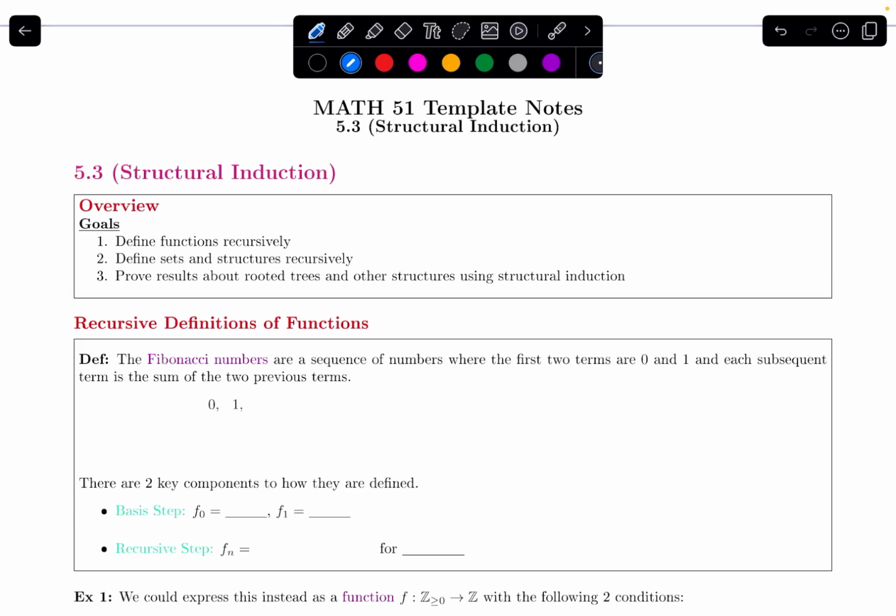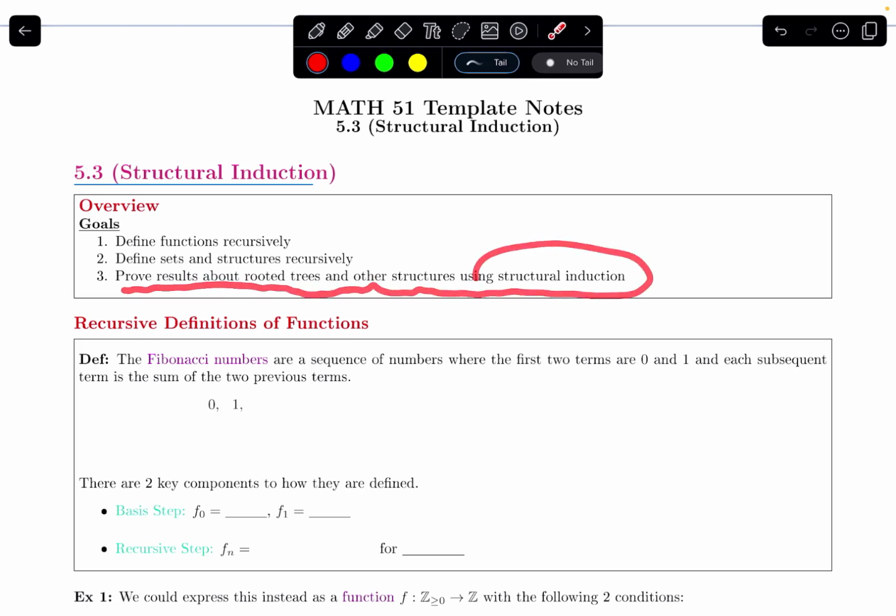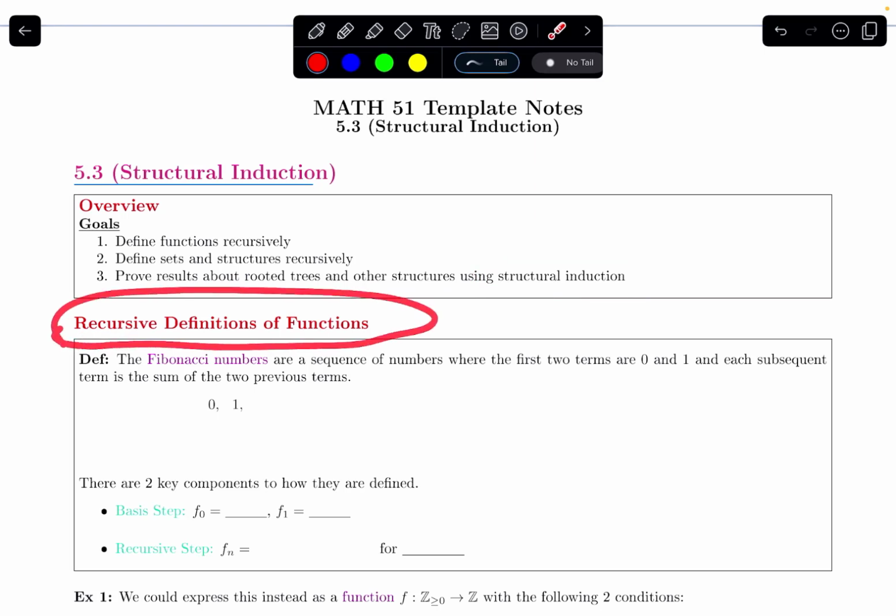In this video, we are starting section 5.3 on structural induction. So this is a special type of induction that's helpful for proving results about things that are defined recursively. So with that in mind, our goals are to define functions recursively, and then to do the same for sets and other structures. And then we'll prove results about rooted trees and other structures using structural induction. So in this video, we will start this talk about recursive things by giving some recursive definitions of functions.